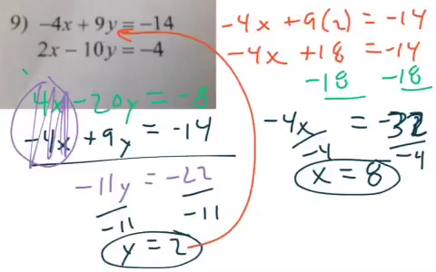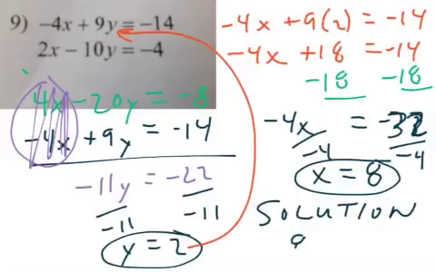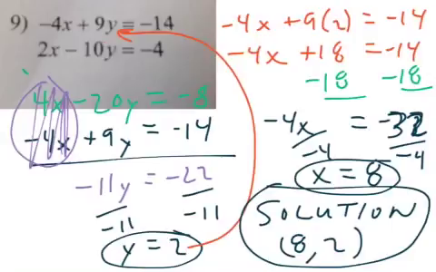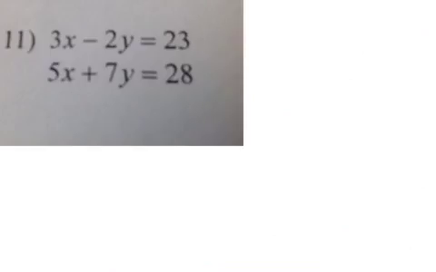So therefore, what is my solution? It is simply 8, 2. So again, pause the video if you need to. Okay, one more problem. Now notice again, 3 and 5, 2 and 7 don't cancel each other out. So what am I going to do again? This time, I'm going to multiply both of them. Now you have to decide, is it 3 and 5 or 2 and 7?